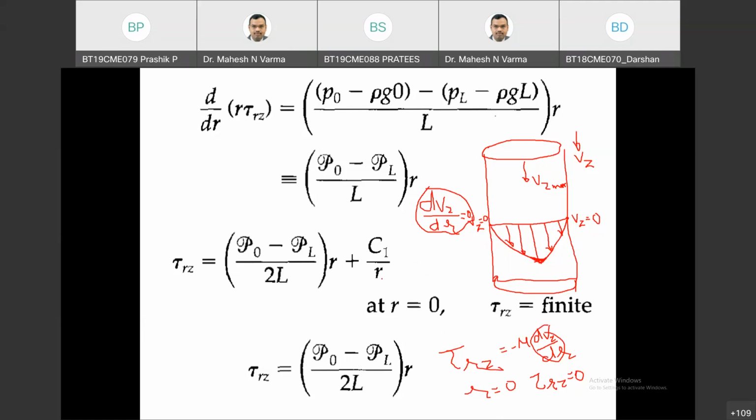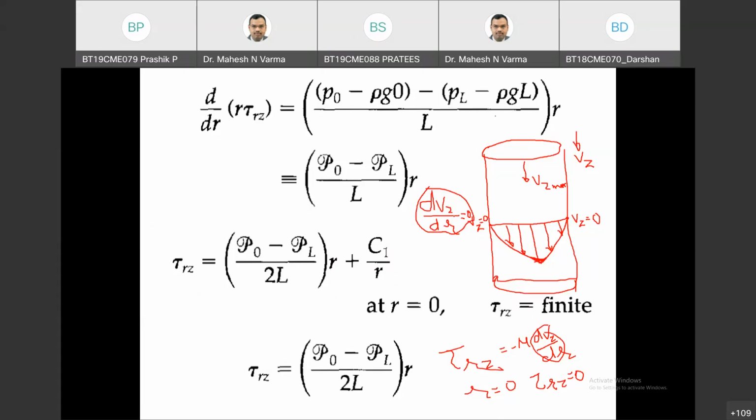At r equals 0, tau rz equals 0 means C1 equals 0. Anyway, 0 by 0 is also undefined. So one and the same thing: at r equals 0, tau rz equals 0, hence this term should not be there. That is also one boundary condition I can use. This is clear to everybody.